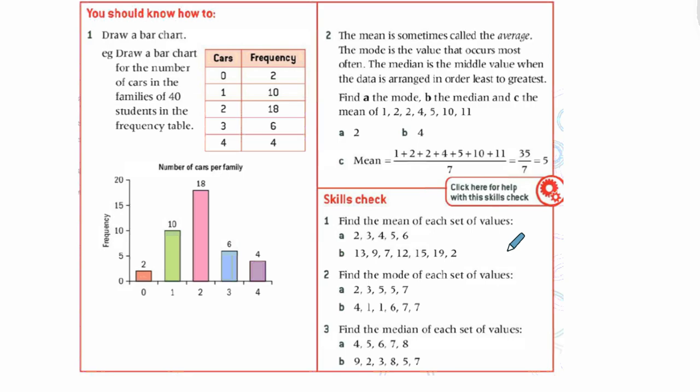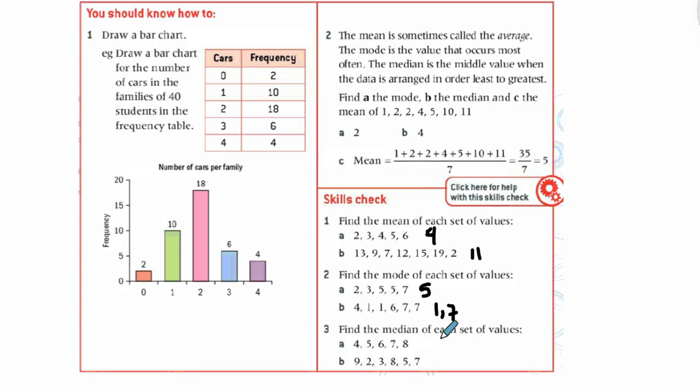So skills check, going through your answers here. So in 1A, when you add them all up, if you haven't done this yet, pause and then do this. Once you do, go ahead and check your answers. So for part A, we want the mean, so we add them all up and divide by 5, and we get 4. For B, we add them all up and divide by 7, we get 11. The mode for number 2, the mode for 2 is just 5. It's the only one that repeats. In B, 1 and 7 are both modes.